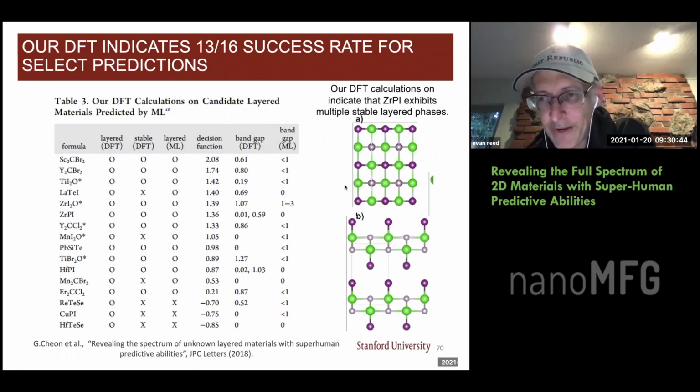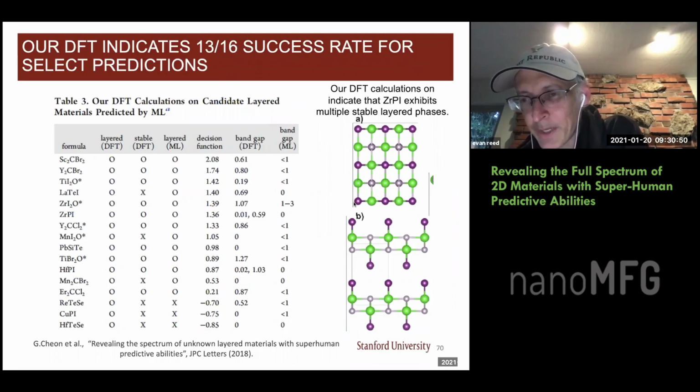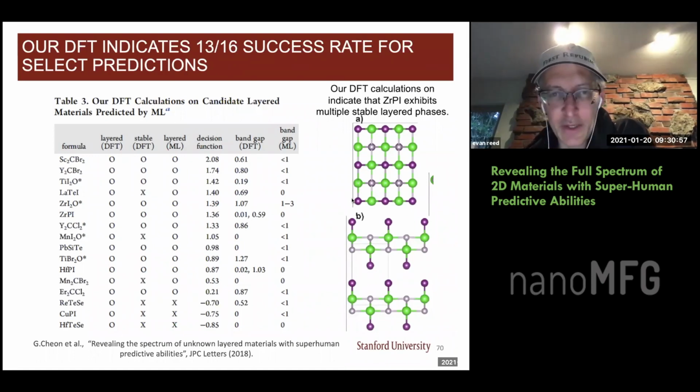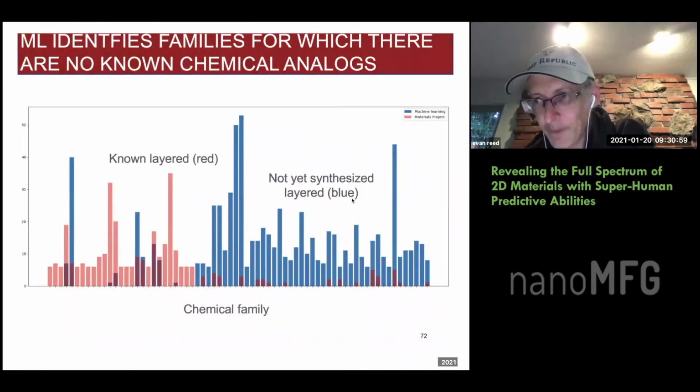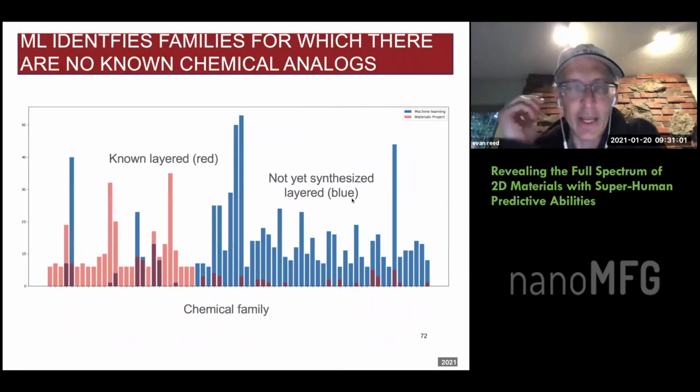And we found some of these have multiple phases. So this zirconium compound, for instance, has several different layered phases, which could be useful for some applications, maybe phase change types of applications for layered materials. So lastly, this is my last slide.